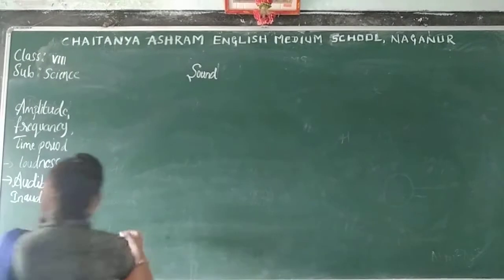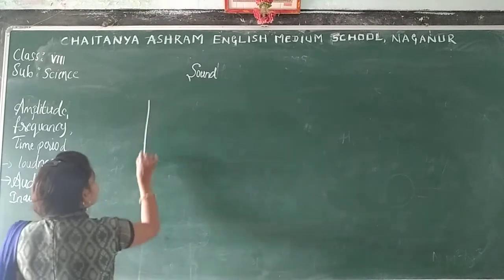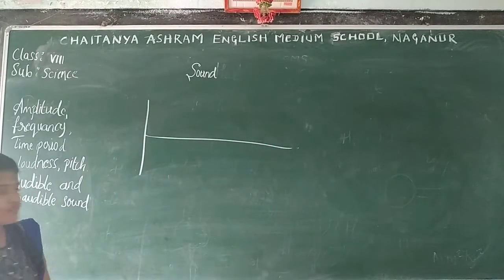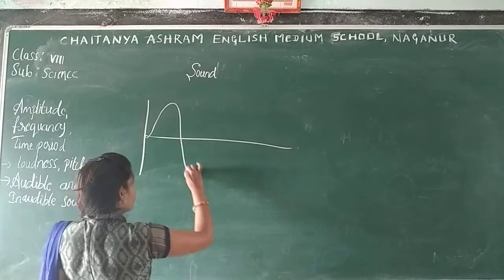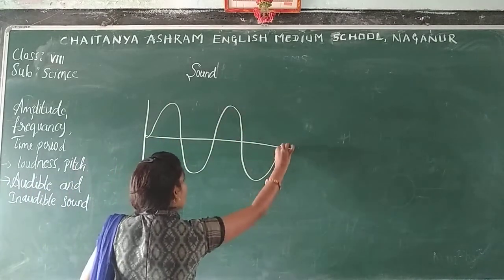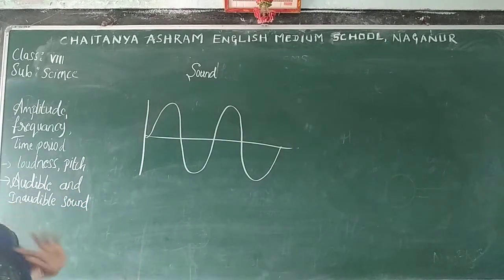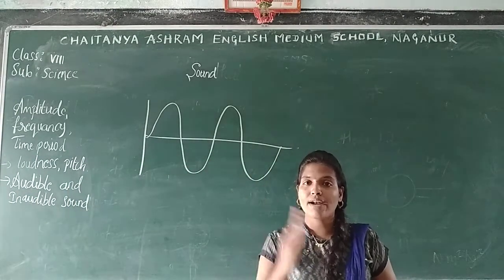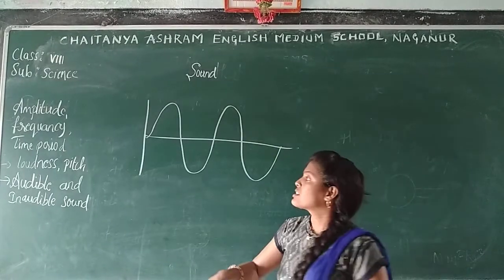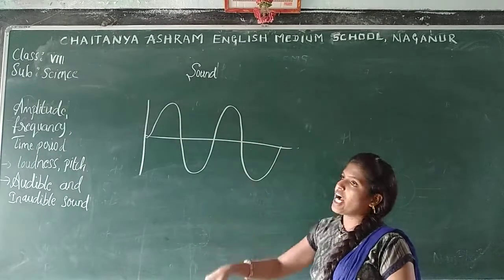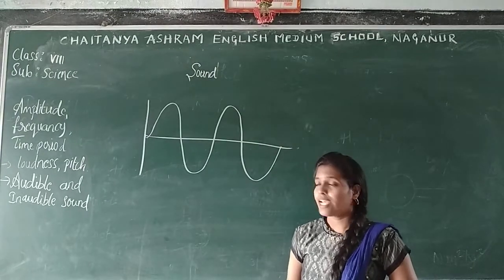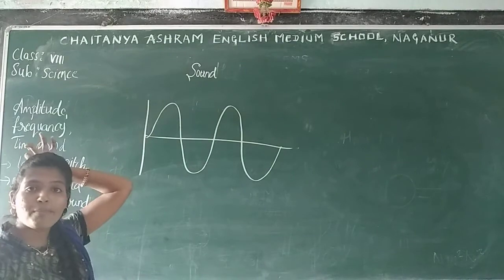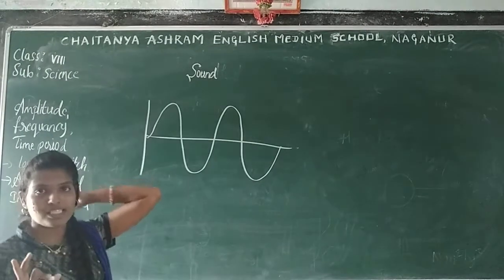So first one is amplitude. If you consider the graph of sound vibrations, these are vibrations. How are those vibrated? Vibrations are nothing but to and fro motion. So some particles are vibrated up and down. So this graph is showing the vibrations of the particles of sound.